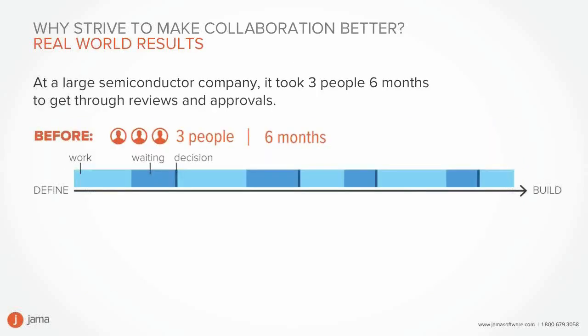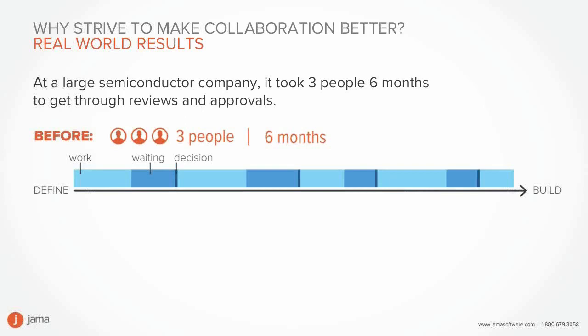The second reason why we should improve collaboration is really around speed and being able to deliver things faster. We can get through those review cycles quicker. We can get to our stakeholders and our subject matter experts quickly. We can get answers to our questions more quickly if we really focus on this area of project delivery.